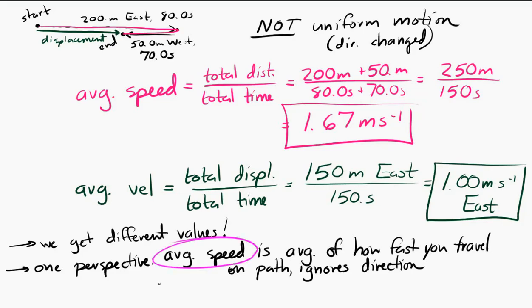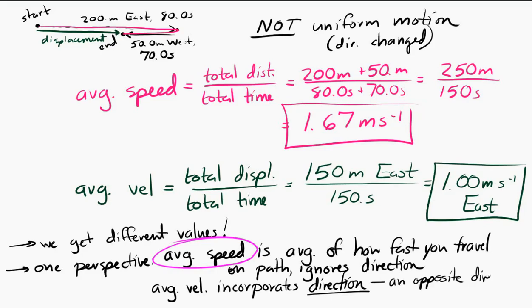Average velocity is a little more tricky. Because velocity is a vector, average velocity incorporates the direction. So if, for instance, in this case, you went to the east and then you went to the west, well, going to the west, because it's an opposite direction and direction matters with velocity, going in the opposite direction will lower the average velocity. It's sort of like you were to include a negative number in your average. It will lower that average.